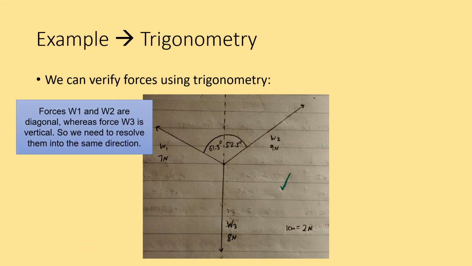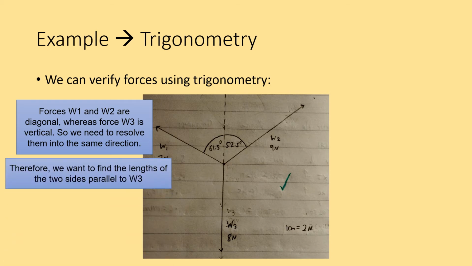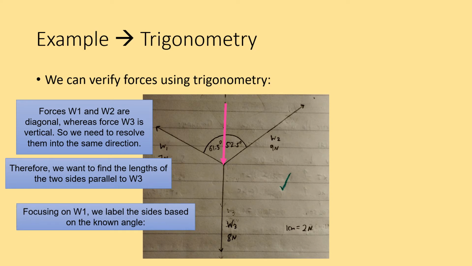Okay, so forces W1 and W2 are diagonal, whereas force W3 is vertical. So we want to resolve them into the same direction. So we look at the components. What we're trying to do is find the components of the forces opposing W3. So we want to find the lengths of the 2 sides parallel to W3. So this means we're going to break down W1 into its horizontal and vertical components. We want the vertical component. Same with W2. So here we are. There's the vertical component that we want.